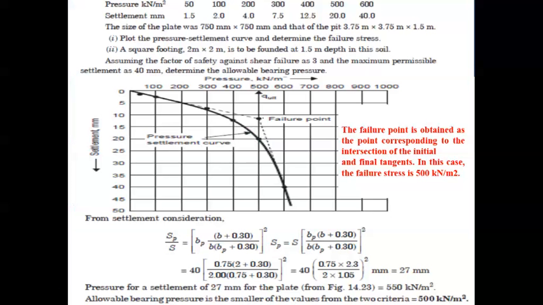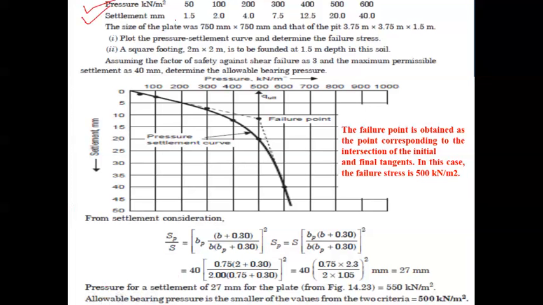Yes, so now the problem we will take, and we will try to discuss this particular problem here. A plate load test was conducted in the field, and the data are given in this table: the pressure and settlement readings.